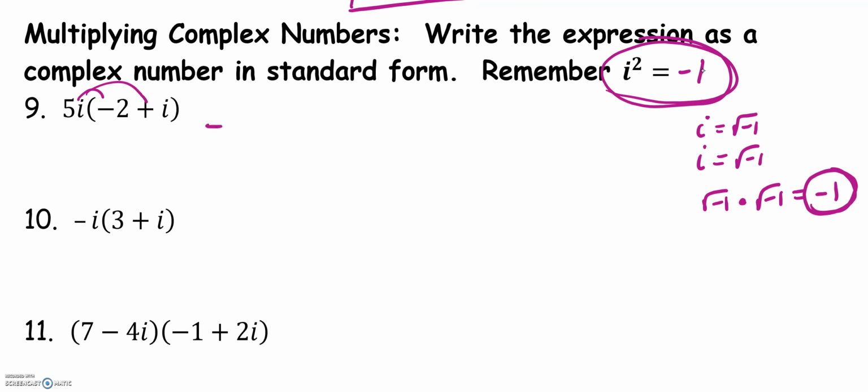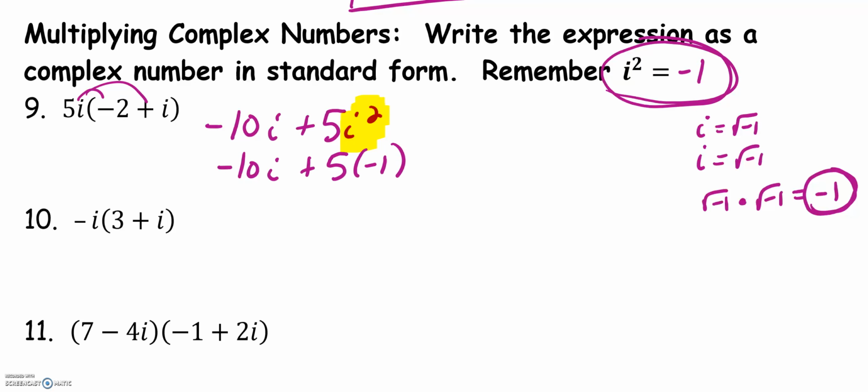5i times negative 2 is negative 10i. 5i times i is 5i squared. Okay, we cannot leave our answer like that because we have an i squared. If we have an i squared, our answer is not considered simplified all the way. So we replace our i squared with a negative 1. Okay, so that gives us negative 10i minus 5. Now our answer has to be in standard form. So basically I need to flip-flop this. The answer for number 9 is negative 5 minus 10i.